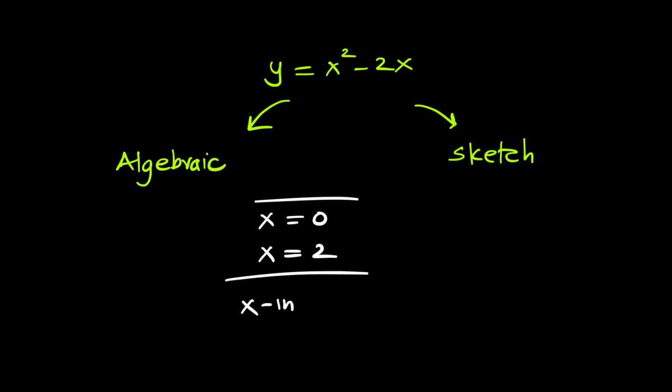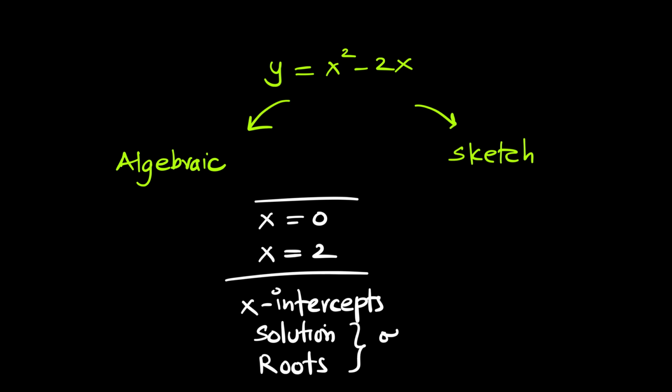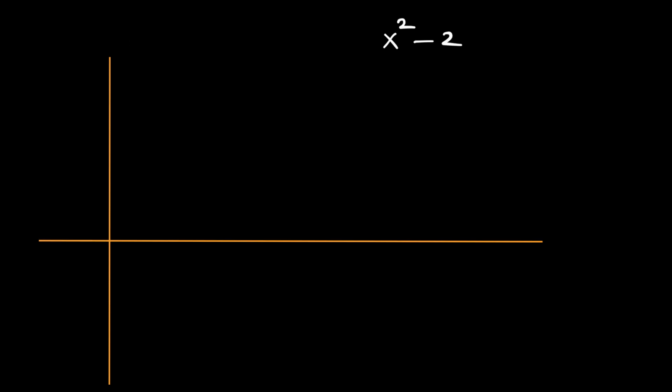These are known as x-intercepts. These are known as solutions of the equation. These are also known as roots of the equation. Now, let's go one more step further, and let's see if we break this particular equation up into two pieces. x squared minus 2x equals 0.